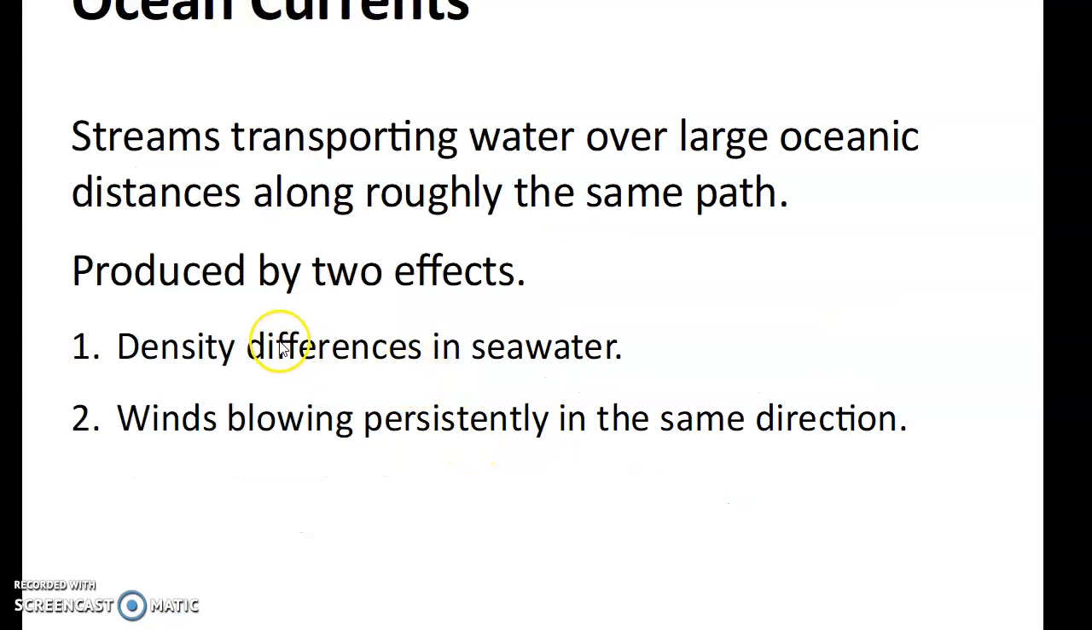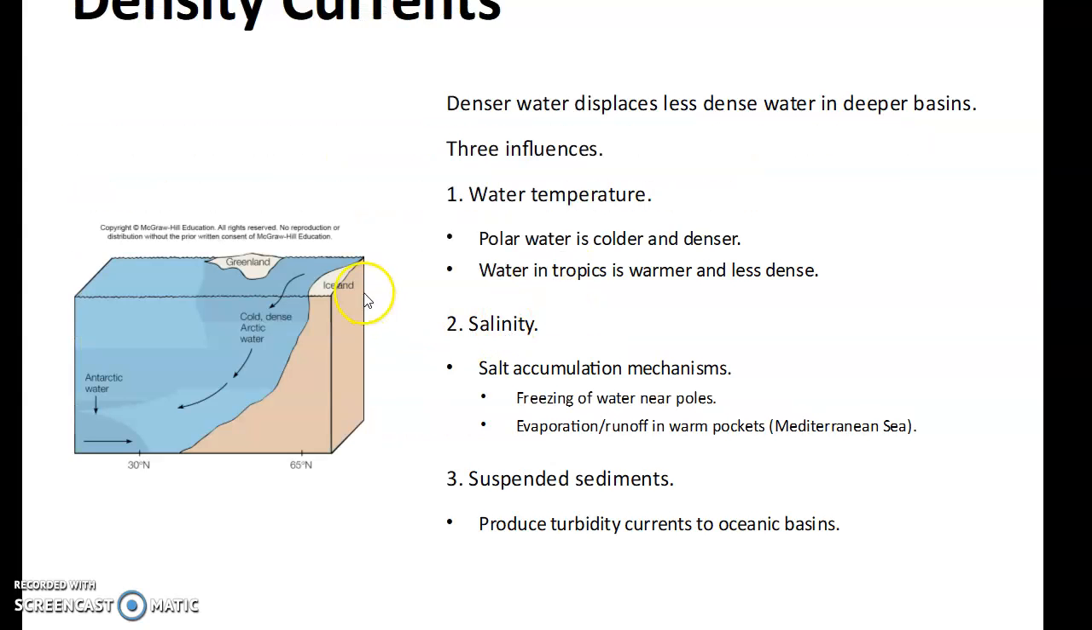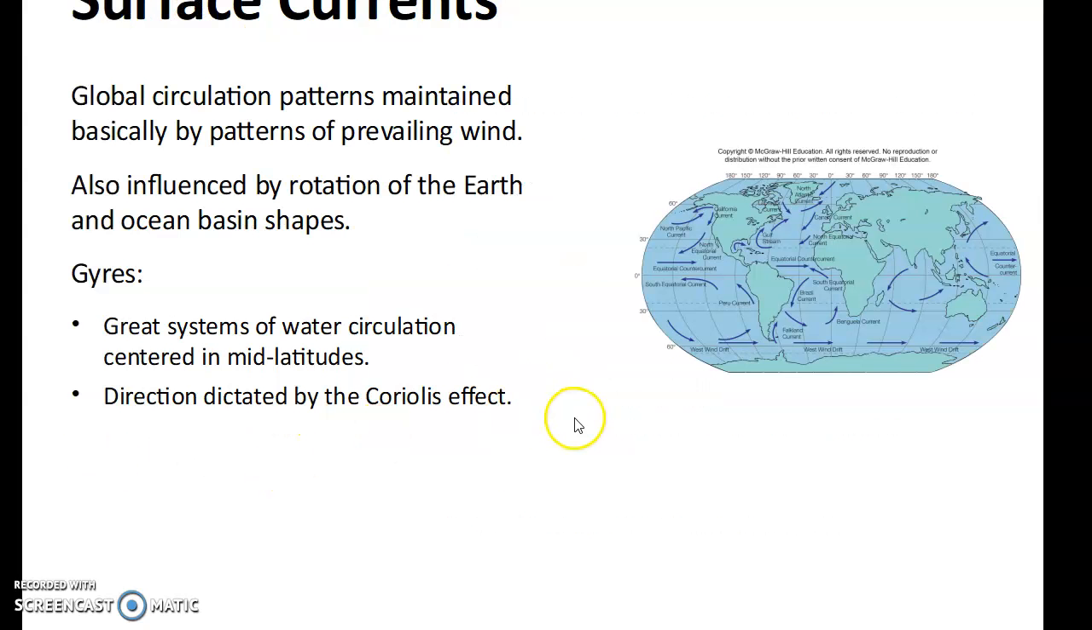Ocean currents are streams transporting water over large oceanic distances and are produced by the density and the wind blowing persistent in the same direction. Those are the 2 things that cause the ocean currents to take place. You also have these are the density currents right here, changes in salinity, and then you have the surface currents caused by the winds. And that's it.